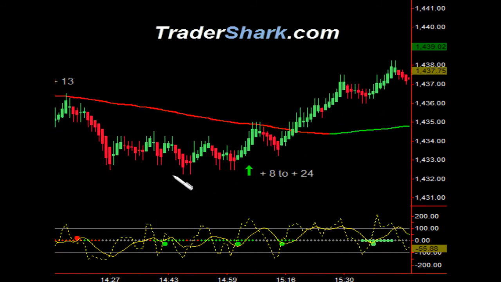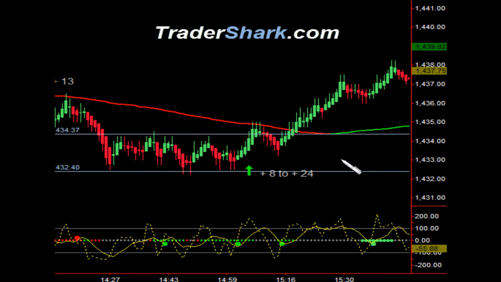I want you to notice something here. You can see a channel developing very nicely here. And when it did, the high right here at 1434.5, I was telling people that I'm looking at putting a buy order above the 1434.5 or below the low here at 1432.25 for this to continue lower.